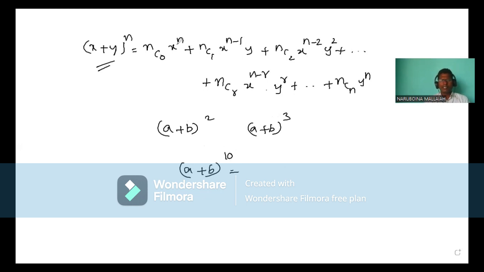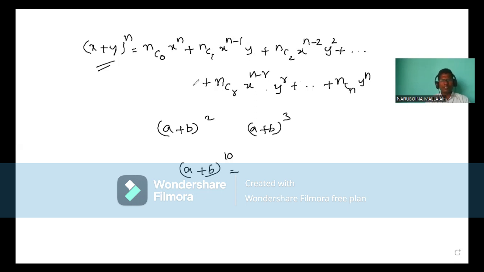Once again I will repeat this: (x plus y) whole to the power of n is equal to nC0 x to the power of n plus nC1 x to the power of n minus 1 y plus nC2 x to the power of n minus 2 y square plus and so on nCr x to the power of n minus r y to the power of r plus and so on nCn y to the power of n.